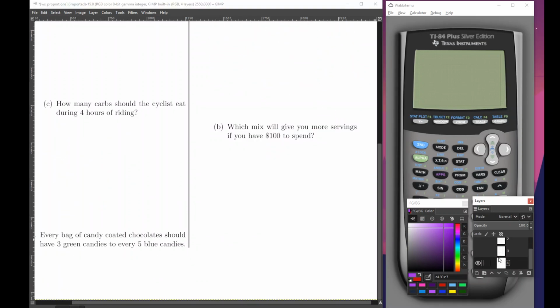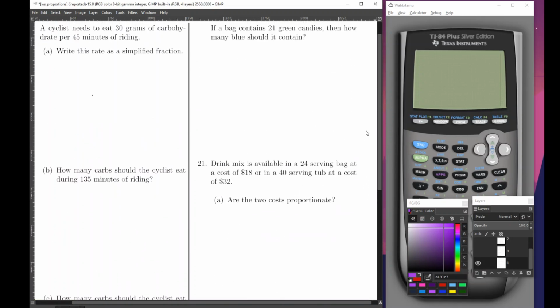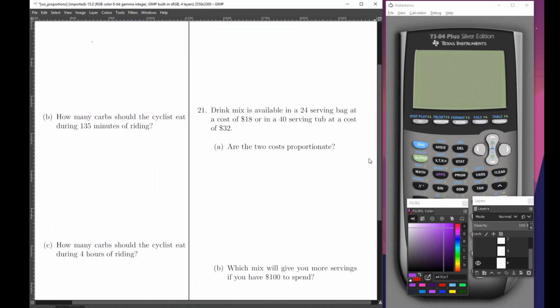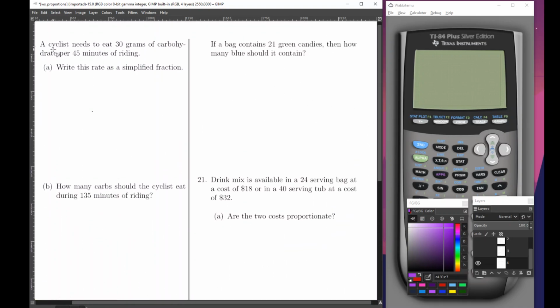I want to jump to this last page here. We'll do this. A cyclist needs to eat 30 grams of carbohydrates per 45 minutes of riding. Write this rate as a simplified fraction. Okay, so this is 30 grams per 45 minutes. 15. 15 goes into 30. This is like 2 times, right? Half an hour.